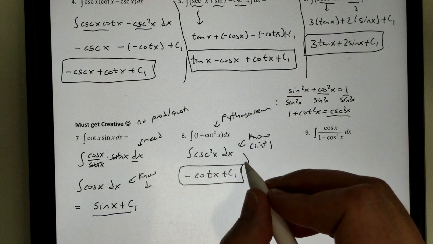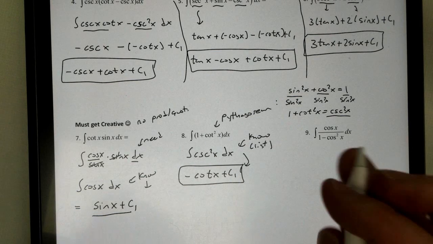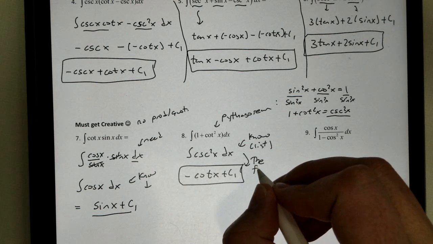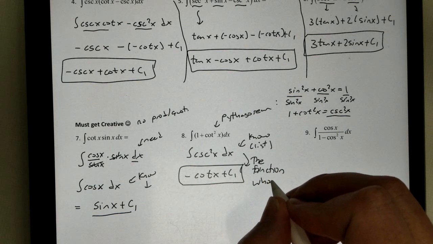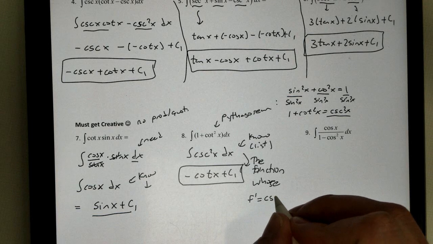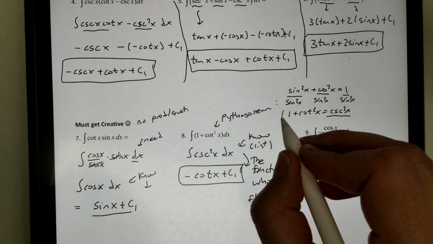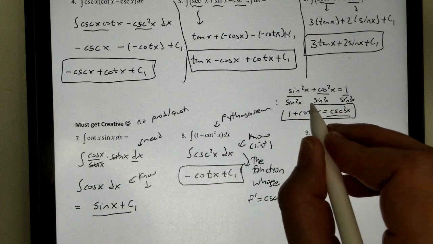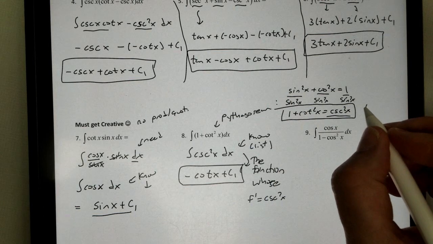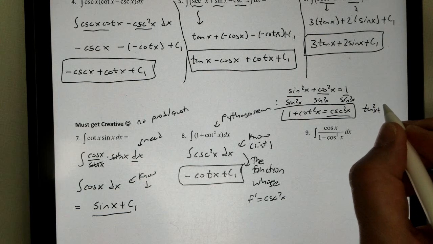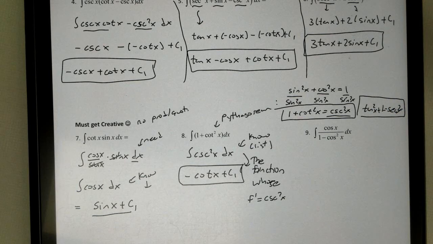The function whose derivative is cosecant squared of x is negative cotangent of x. And that's what this is looking for. We're looking for the function whose derivative is cosecant squared of x. And it is negative cotangent. All right, so obviously we have 1 plus cotangent squared of x is cosecant squared of x. If I divide these both by cosine squared of x, we would get tangent squared of x plus 1 equals secant squared of x. And that's our other one that we have to know as well.